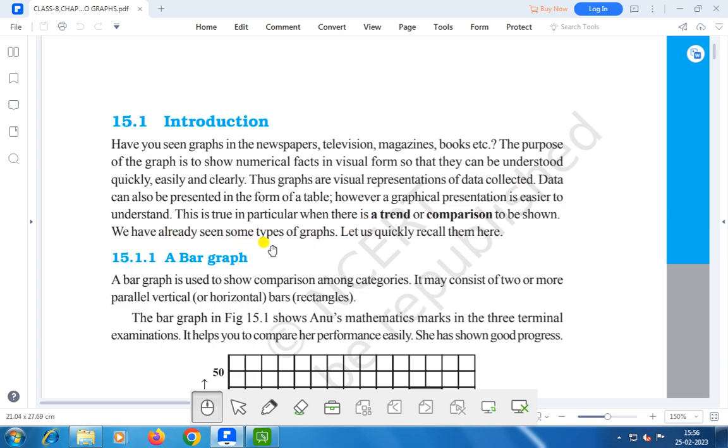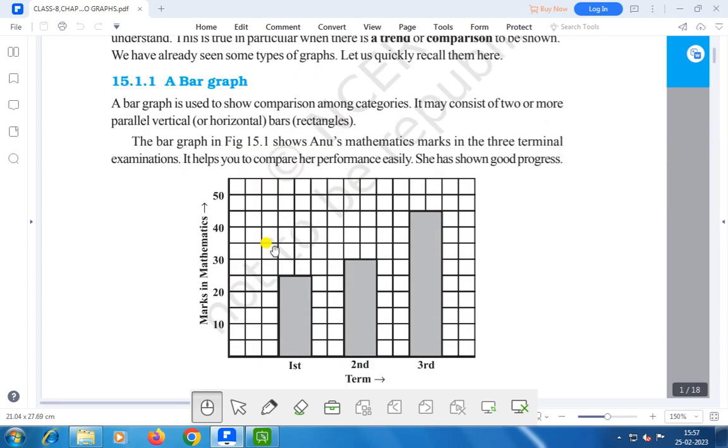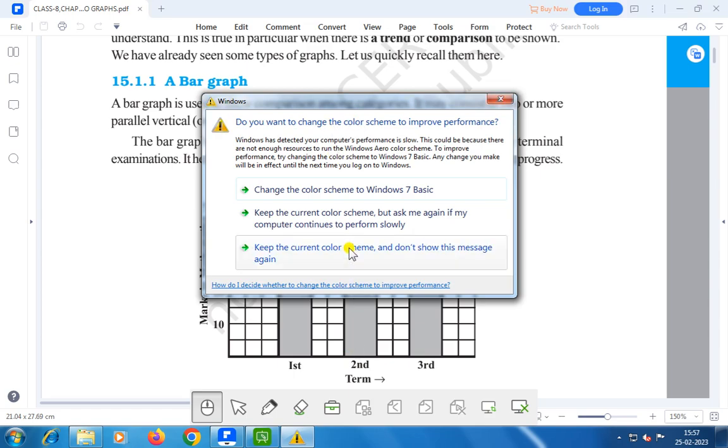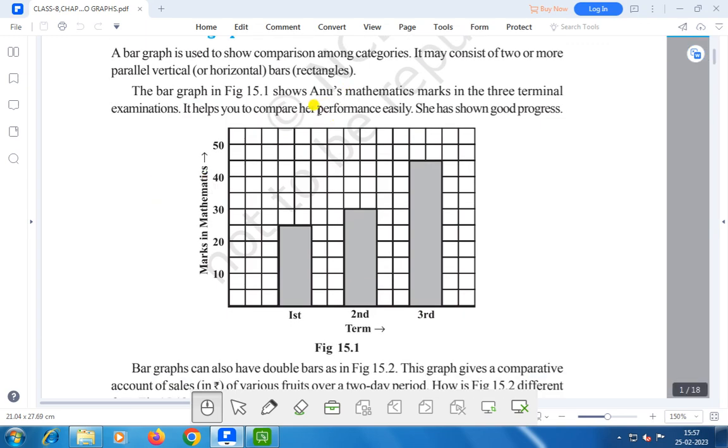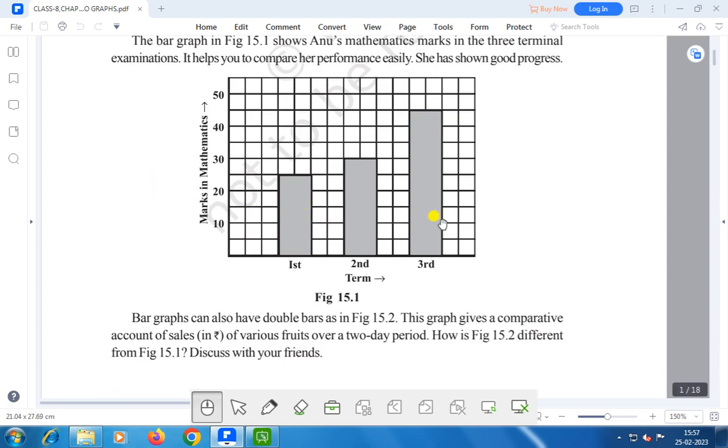We have already seen some types of graphs. Let us quickly recall them here. A bar graph. A bar graph is used to show comparison among categories. It may consist of two or more parallel vertical or horizontal bars or rectangles. The bar graph in figure 15.1 shows Anu's mathematics marks in the three terminal examinations. It helps you to compare her performance easily. She has shown good progress. First term, second term, third term.